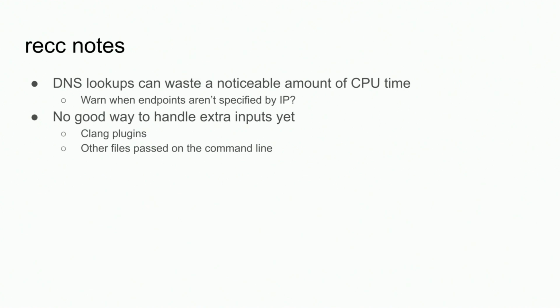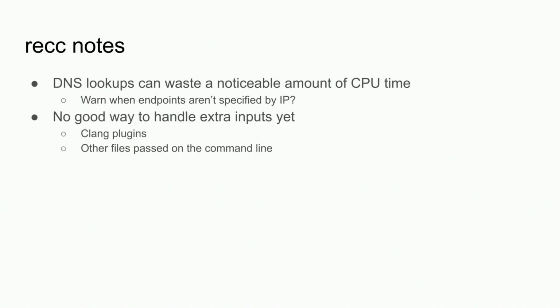A couple of other things I noticed with Rec is that if you specify your endpoints by domain name, it spends a lot of time just doing DNS lookups. This is something that maybe we could put a warning in Rec for. Rec is basically single fire. For every single compile job, you run Rec once, it does some stuff and then exits. So if you're using a domain name here, then you have one domain name lookup for every compile step in your build graph.